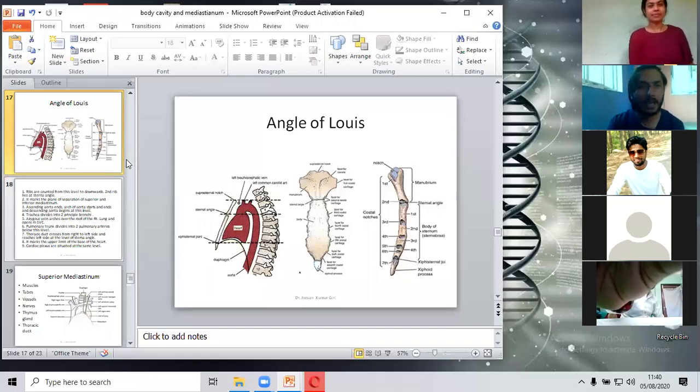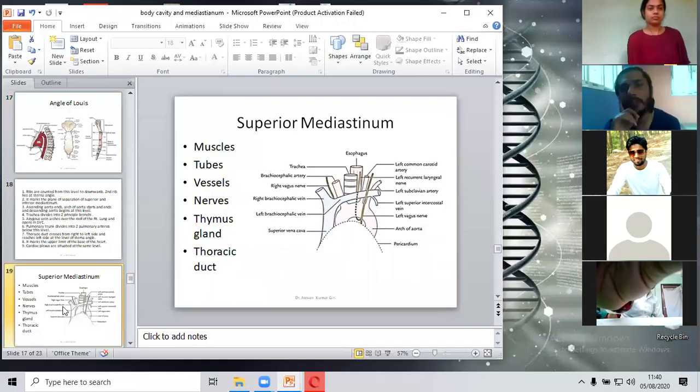Okay. Now this is about the angle of Lewis. Because see, the transverse thoracic plane was coming and this terminology, angle of sternum, was coming here. So I explained this thing. Now we'll go for the superior mediastinum.